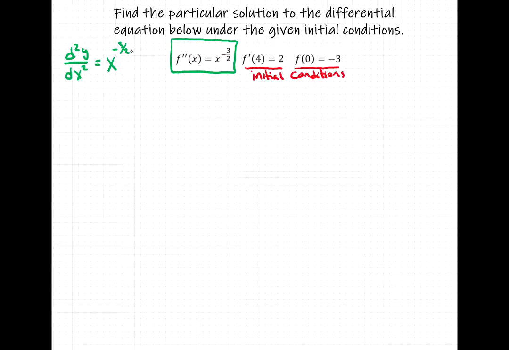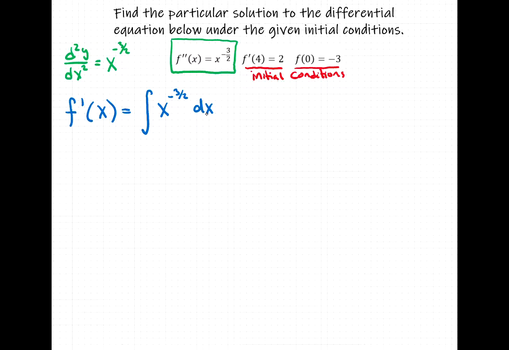All right, so to solve this, we're going to have to find the antiderivative twice, or the indefinite integral twice. We're going to go from the second derivative up to the first derivative, and then from the first derivative up to the function that we're looking for. So if the second derivative is equal to x to the -3 over 2, then the first derivative should be the integral of x to the -3 over 2.